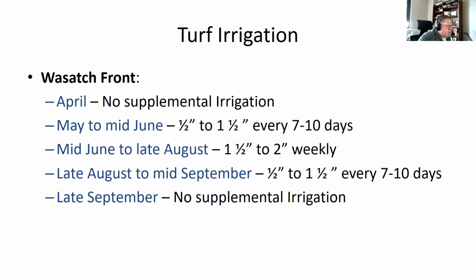Another way to gauge is if you want the water to penetrate into your soil 6 inches to a foot deep when you irrigate. And so that generally takes about a half inch of water to penetrate about 6 inches into the soil.